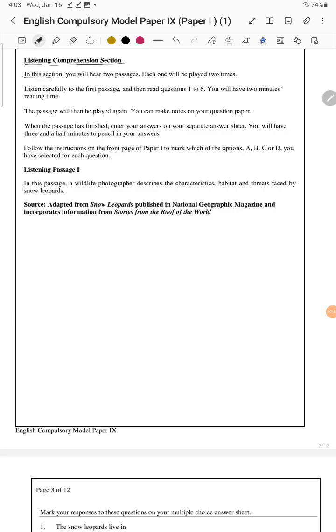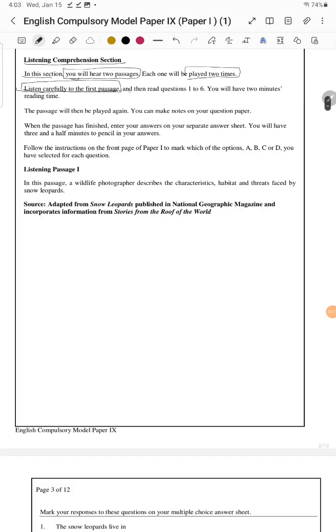In this section, you will hear two passages. Each one will be played two times, meaning twice. Listen carefully to the first passage. The first passage will be in a recording, so students will hear that passage.